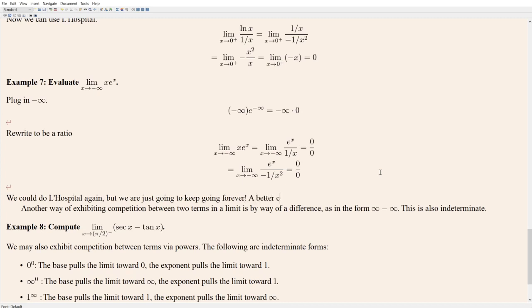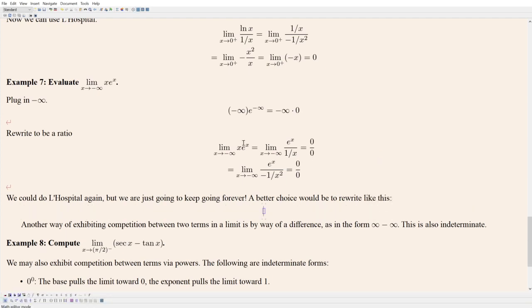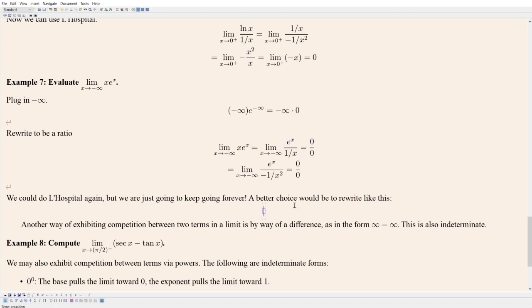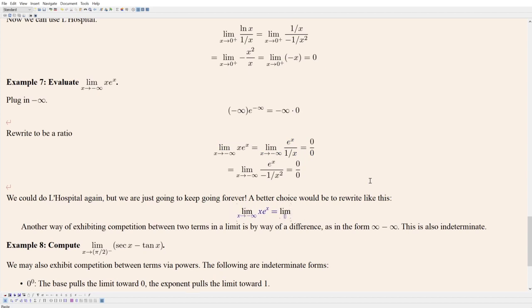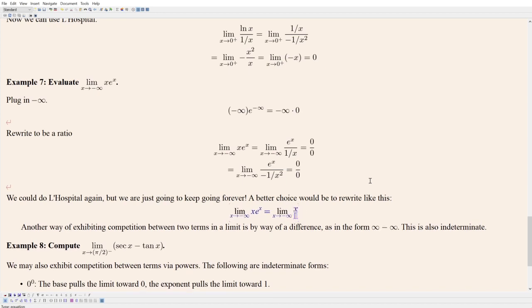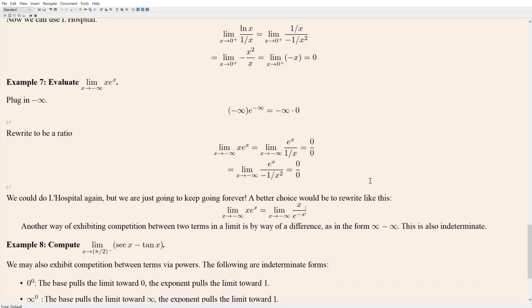A better choice would be to rewrite like this. So instead of taking x and writing that as 1 over 1 over x, let's take the e to the x and write 1 over e to the x. I mean, we pretty much only have those two choices, right? So now keep the x on top, and on the bottom we have 1 over e to the x. Well, so that's the same as saying e to the negative x.